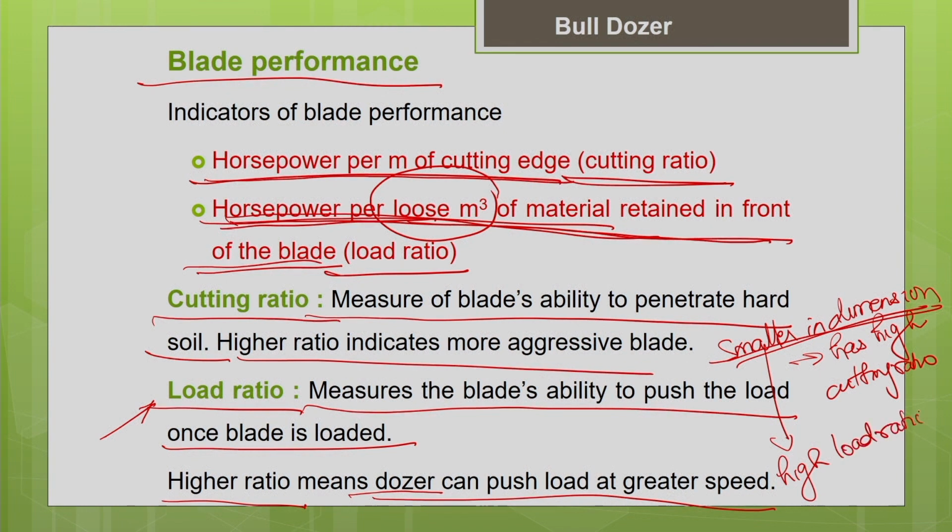So it not only has a high cutting ratio, it also has a high load ratio. The smaller the dimension, the more concentration of power there will be per loose meter cube of material retained in front of the blade. So those blades can easily push the soil at a greater speed. This is how we assess the performance of the blade.